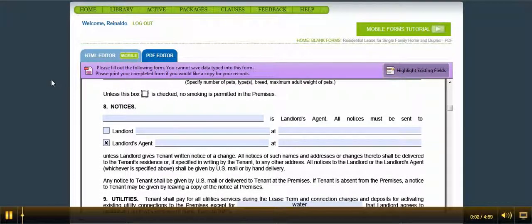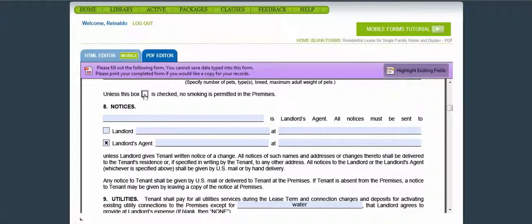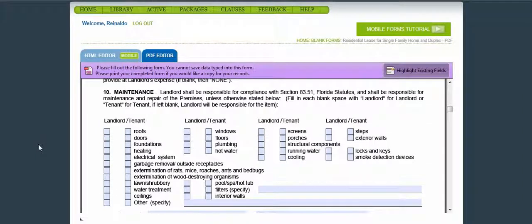This is part 3 of the lease agreement. We didn't cover this one part here of smoking or not smoking. If it is checked, then smoking is permitted. Normally, this goes unchecked. No smoking is permitted in the property.